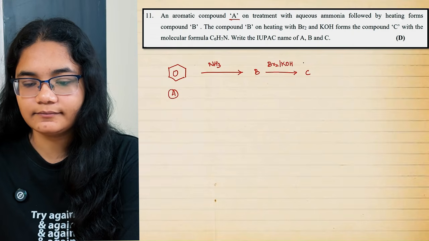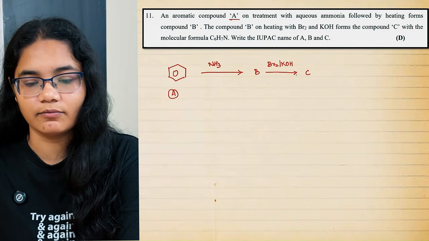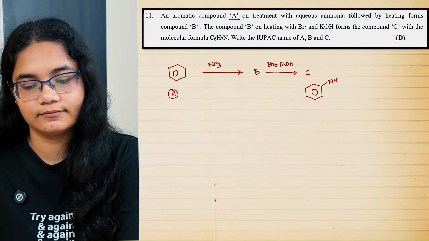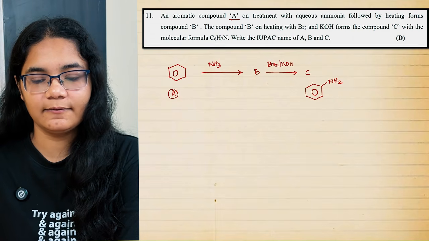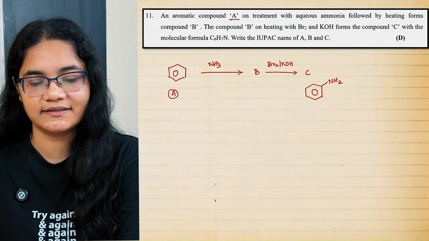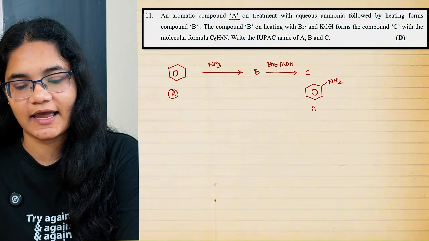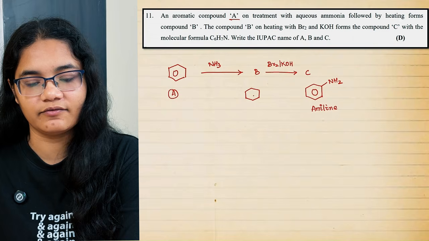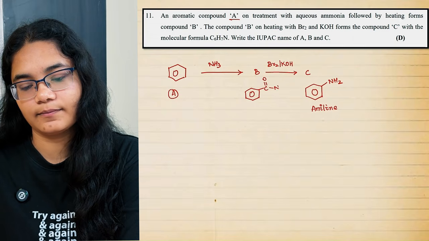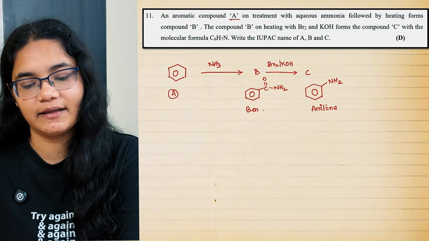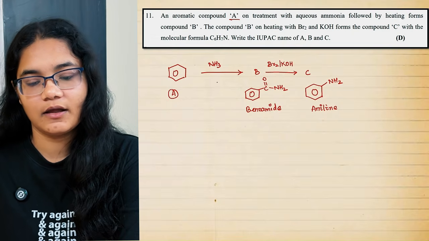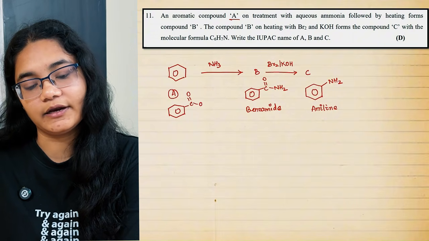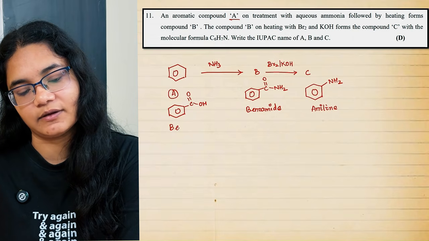Next we have C with the molecular formula C6H7N. So we can easily guess that this one is C6H5NH2, because C6 is there, H7, 1, 2, 3, 4, 5, 6, 7, and N. So the IUPAC name of C here is aniline. Now this one is Hofmann bromamide degradation, so you need to have C6H5CONH2, so its name must be benzamide. Now this particular group we will get if I have benzoic acid, COOH. When you treat it with NH3 you get CONH2, so the IUPAC name of A is benzoic acid.